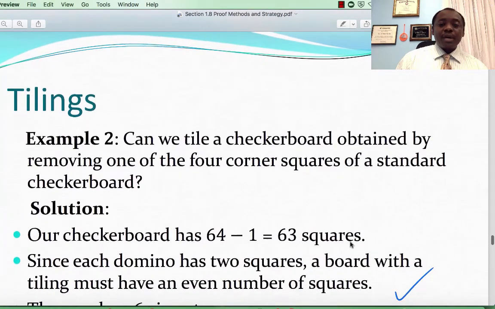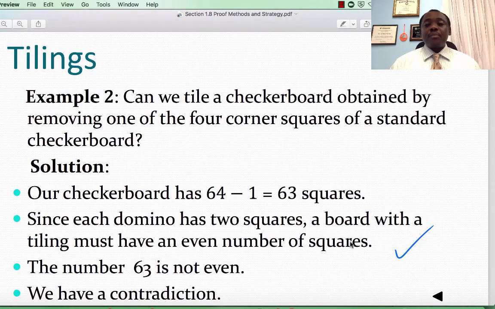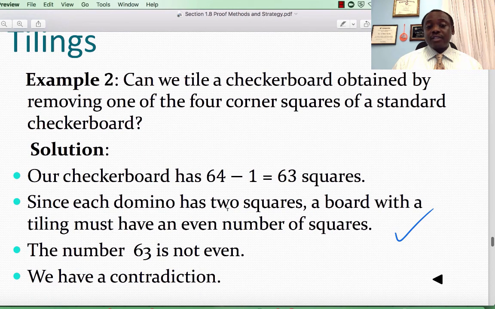We can make it even more exciting. Can we tile a checkerboard obtained by removing one of the 4 corner squares of a standard checkerboard? So our checkerboard has 64 minus 1 equals 63 squares. Each domino has 2 squares. A board with a tiling must have an even number of squares, since each domino has 2 squares.